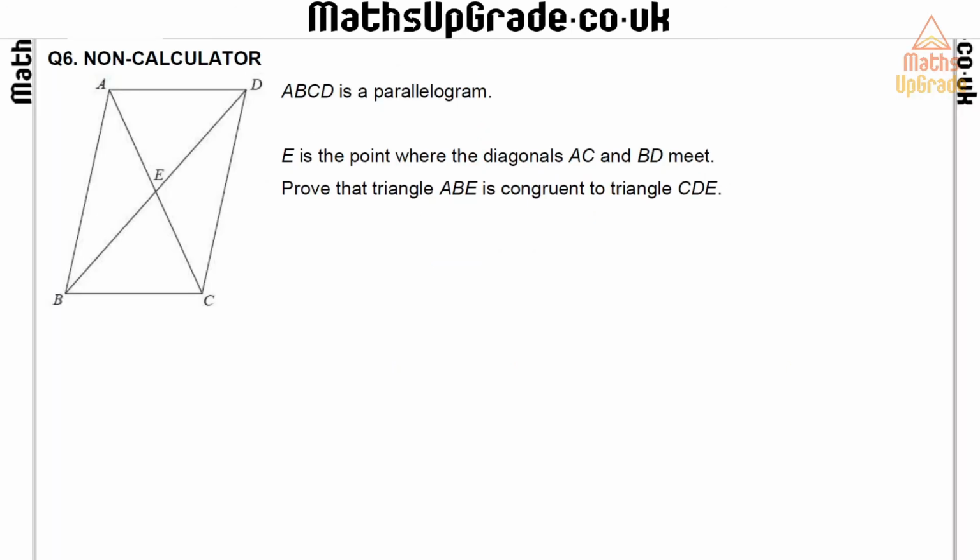Okay, question 6, and it's a 3-mark question, and it states that ABCD is a parallelogram, and it says that E is the point where the diagonals AC and BD meet. Prove that the triangle ABE is congruent to CDE. So prove that this small triangle here is congruent to that triangle there. The way I'm going to prove congruency is I'm going to use the angle side angle rule.